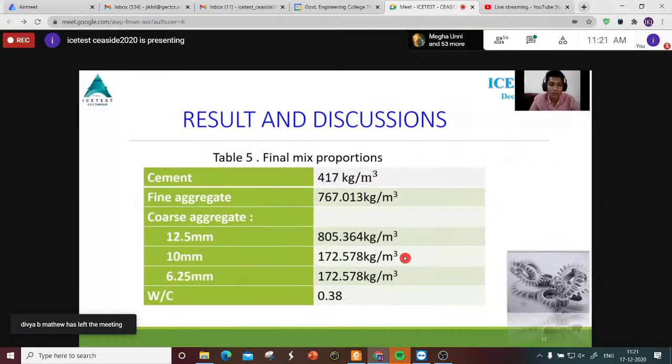For 12.5 mm coarse aggregate, 805.364 kg per meter cube. For 10 mm and 6.25 mm, 172.578 kg per meter cube. The mix design obtained is for M40, and this method can also be used for obtaining other mix designs.